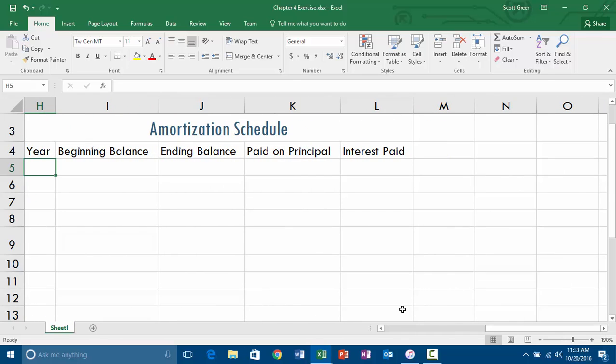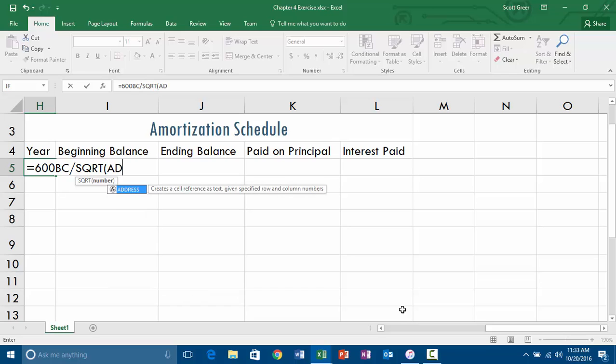Now, when we have BC and AD in years, right? BC and AD. What we need to do is a cosmic calculation to make sure that we have the right terminology. So we're going to do an equals. In order to calculate the year, we're going to do 600 BC divided by the square root. You guys know how to do square root? Okay, you're going to have to do square root AD 320. I'm just messing with you. We're just going to put in 9.